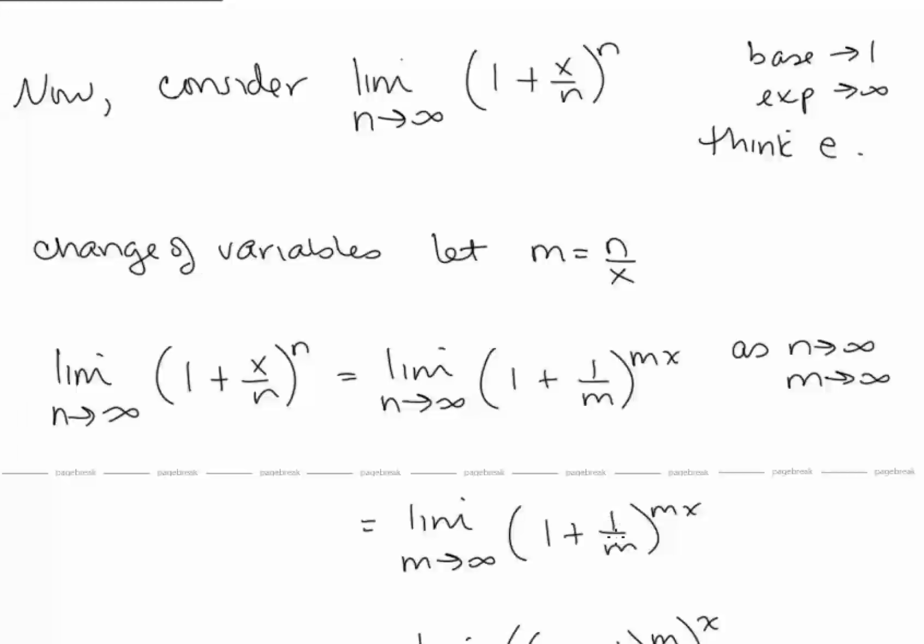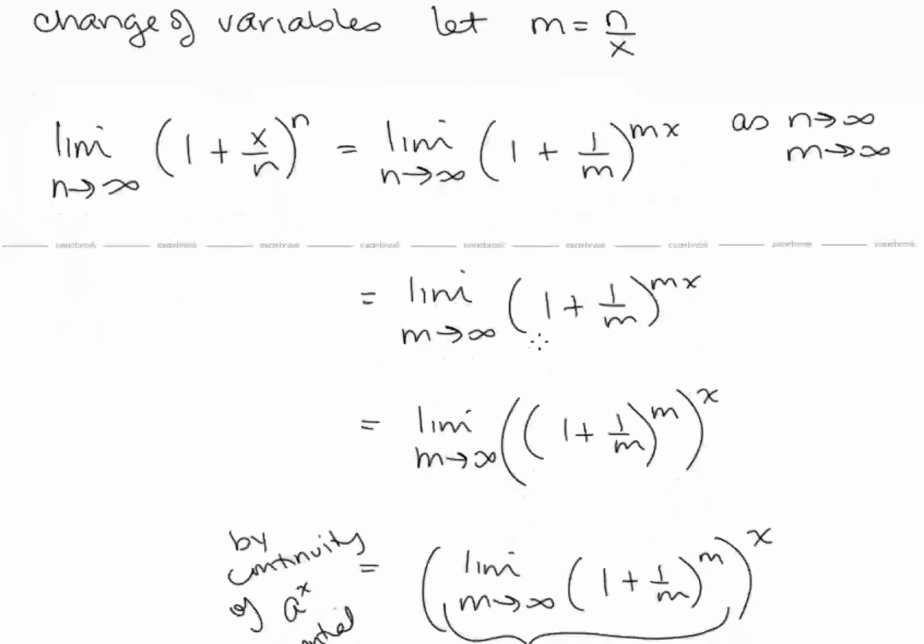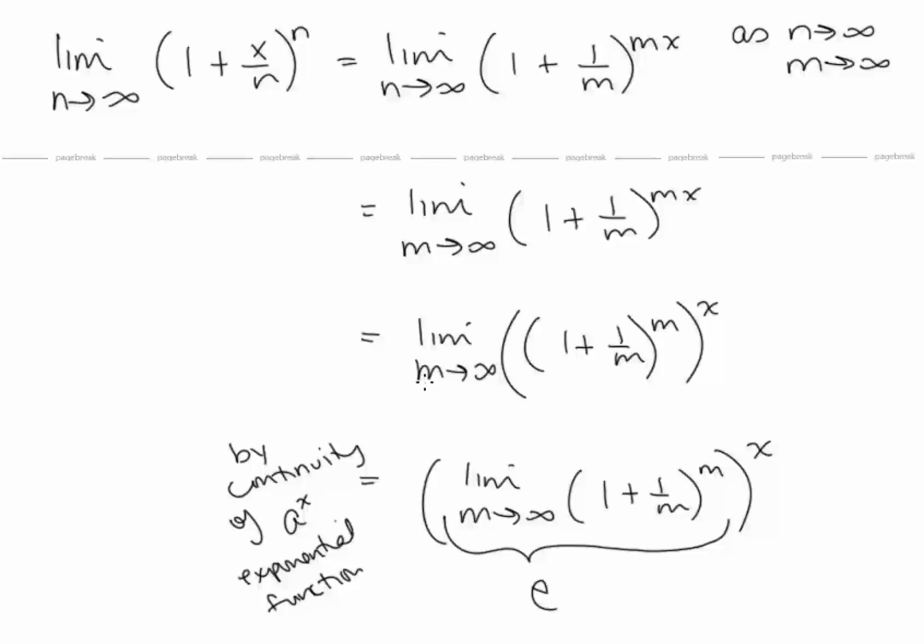Now we have 1 plus 1 over m to the mx. If the x wasn't there, we would know that this limit is equal to e. But what is it going to equal with this x in the exponent as well? Let's regroup our exponent so we can see 1 plus 1 over m to the m, all taken to the x power. And now notice that m going to infinity doesn't affect this exponent, it only affects the inside. So we can in fact take the limit inside this exponential by the continuity of a to the x, the exponential function.